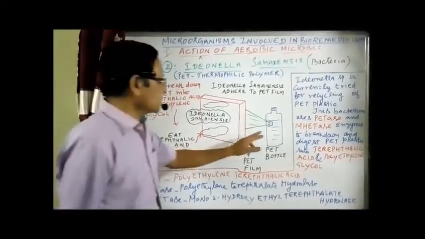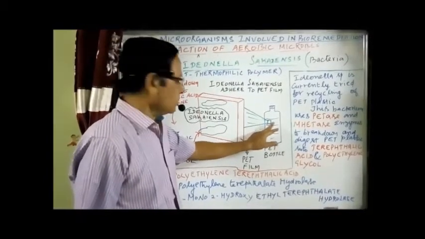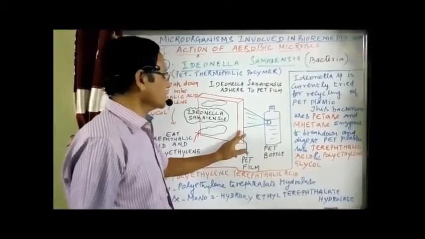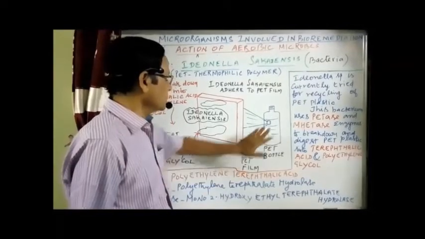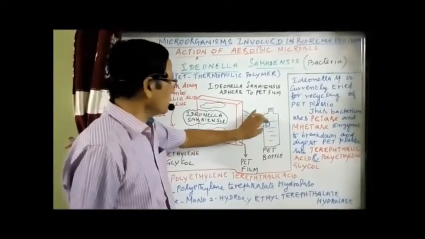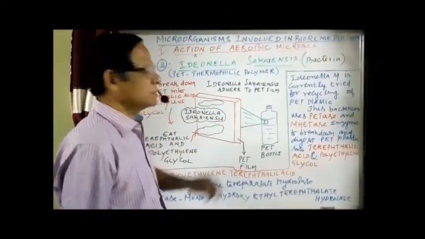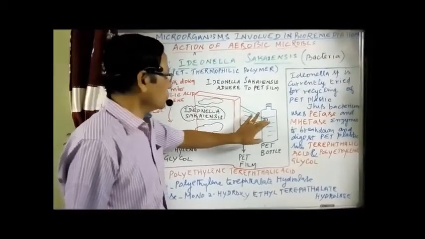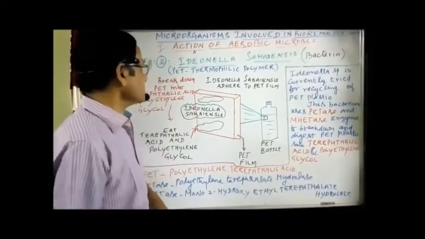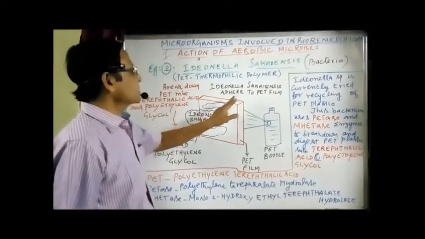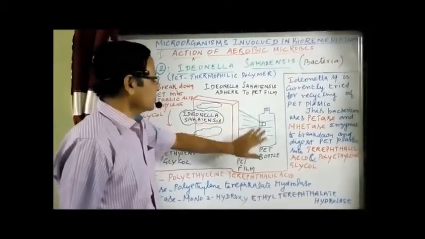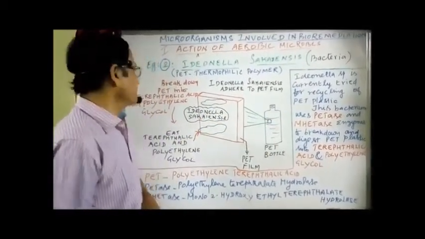Now in the diagram, a small piece of the bottle is exposed. That is called the PET film. This is the surface of the bottle. One small portion is exposed in this. Actually this is a piece of the PET bottle. Now Ideonella sakiensis normally adheres to the PET film, that is the surface of the bottle.